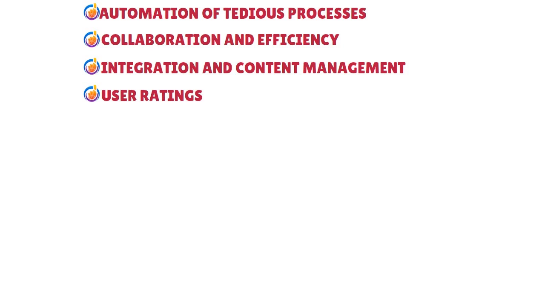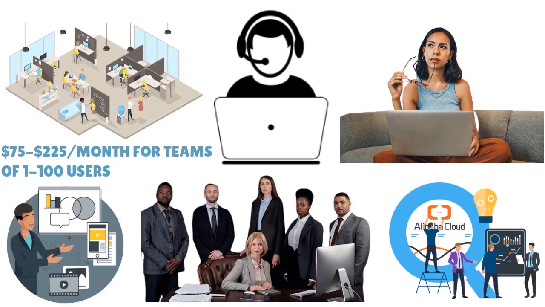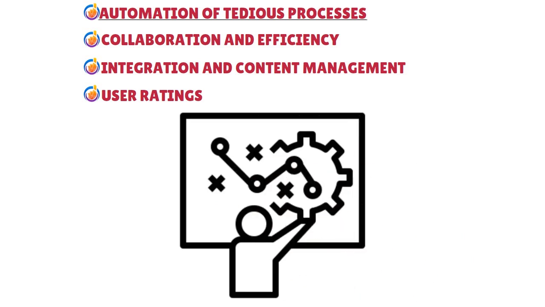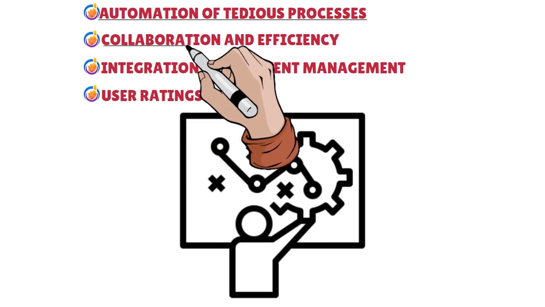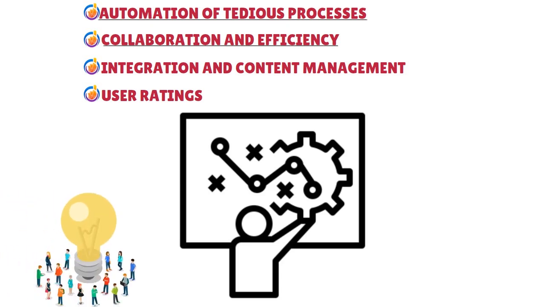So in terms of automation of tedious processes, Qvidian excels in automating the more repetitive and challenging parts of the proposal process, enabling you to focus on strategic elements instead of getting bogged down in the minutiae of proposal creation. So you do not want to really get bogged down in those minutiae, okay? And when we talk about collaboration and efficiency, Qvidian facilitates a seamless collaboration, allowing your teams to work together effectively and efficiently.